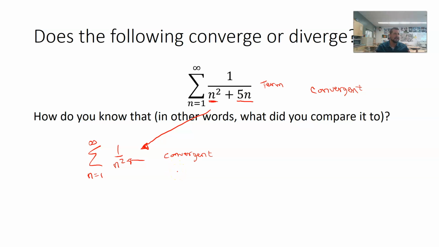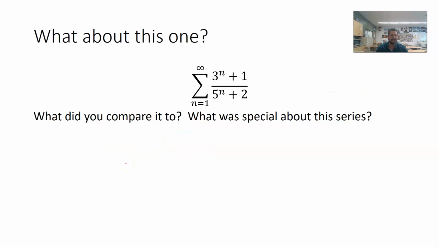Now, that idea at first seems really easy. Like, okay, basically, anytime I see n squared plus something on the bottom, I can say that it's convergent. The answer to that is yes.